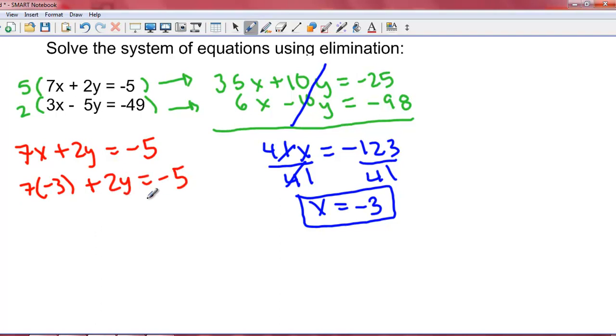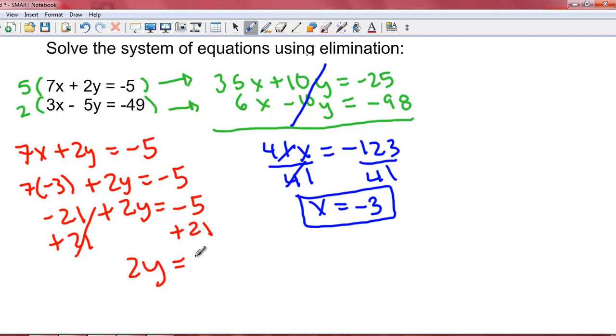Okay, so now we just need to solve for y. 7 times negative 3 is negative 21, plus 2y equals negative 5. So we add 21 to both sides. So we get that 2y is equal to 16. Divide by 2 on both sides. So y is equal to 8.